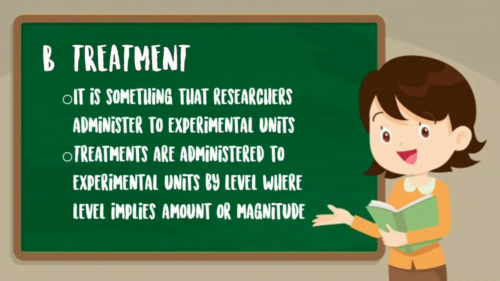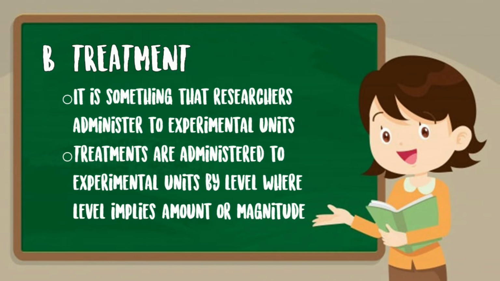Okay, let's go back to our research experiment. The effect of salt in the growth of tomato plants. So, it is very clear what we did to make the tomato plant grow. So, we have the salt. That means our treatment there is the salt. Treatment is something that researchers administer to experimental units.